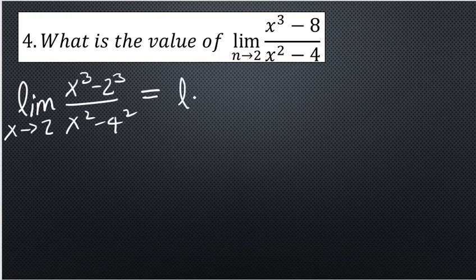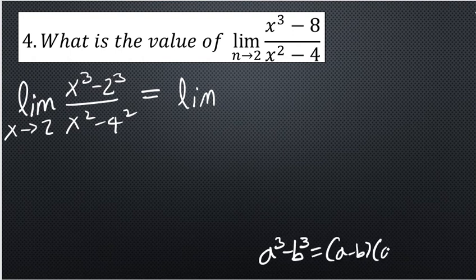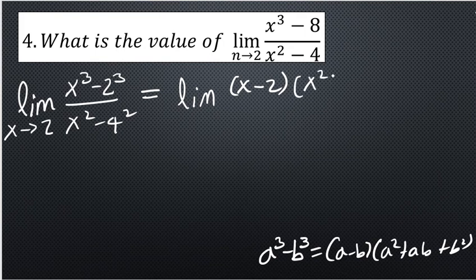For our factorization, remember one rule: a cubed minus b cubed is the same as a minus b times a squared plus ab plus b squared. Once again, let me write this rule clearly. a cubed minus b cubed equals a minus b times a squared plus ab plus b squared. So in that pattern, when I write it, it's going to be x minus 2, because a cubed minus b cubed form is already written, then x squared plus 2x plus 4. b squared means 2 squared, which is 4.